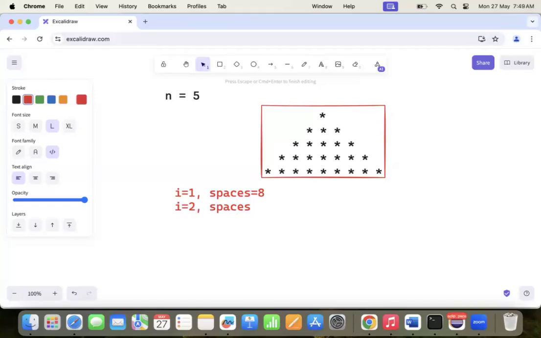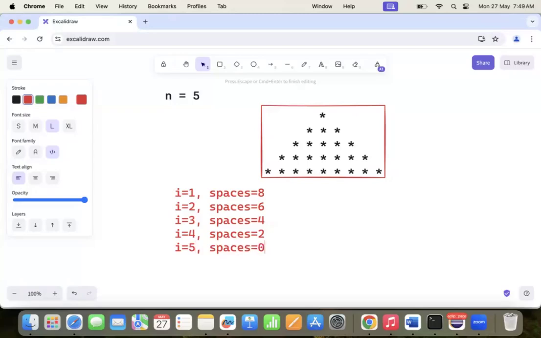6, 6. Very good. Could you count and tell me when i is equal to 3, how many spaces required? 4. Very good. When i is equal to 4, how many spaces required? 2. When i is equal to 5, how many spaces required? 0. Very good.